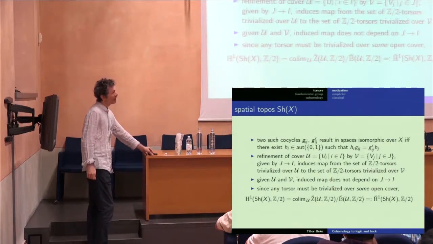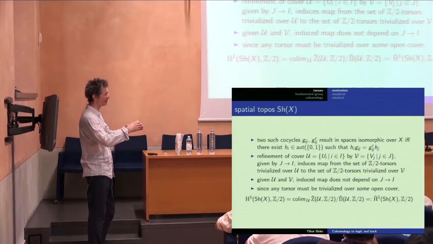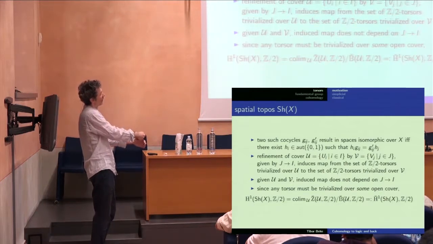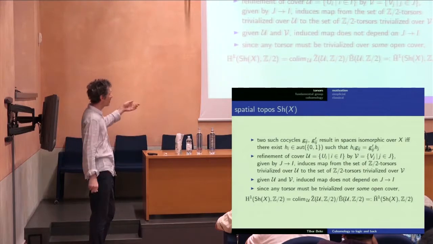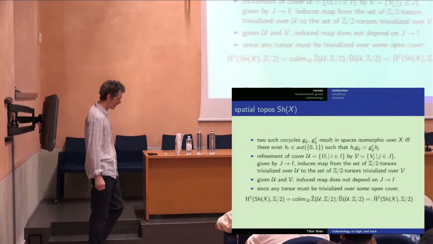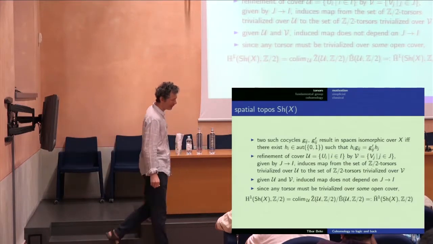And you know, there are a lot of steps here. If you have something that's trivialized over an open cover, it can be trivialized over all the smaller open covers. You have to identify the ones that become isomorphic in the colimit. And the description that you get is, once again, completely spontaneous. You are just following your geometric intuition. It's the definition of what is called a first Čech cohomology group.